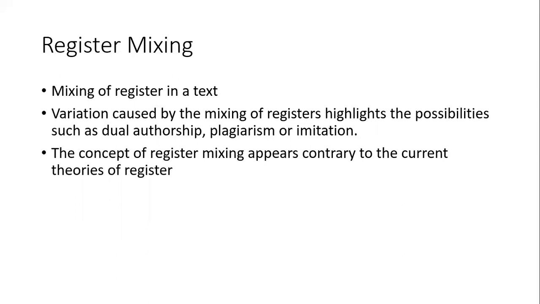Now, why does it seem contrary to the current theories of register? Because current theory of register says that your field, tenor, and mode decide what would be your text type. How would you write something? That is, field is the social setting. So what is the social setting? Why are you writing something? Tenor would be the relationship between the participants, and mode would be the medium of communication. So when these are all similar, your register would be similar.